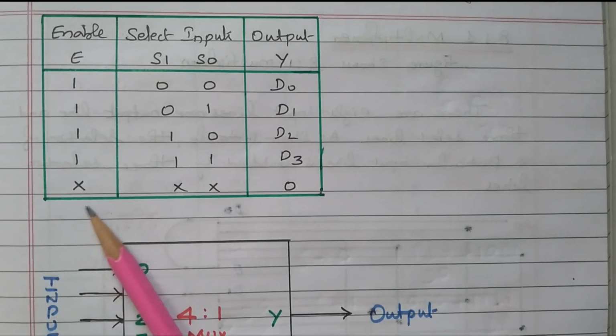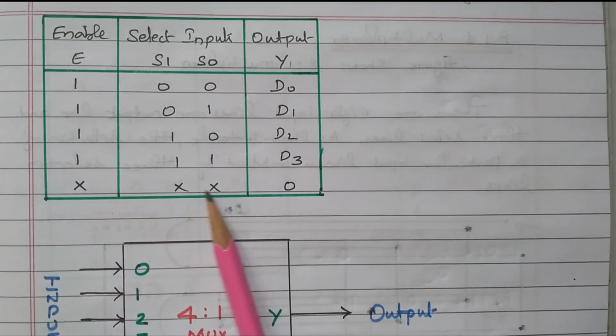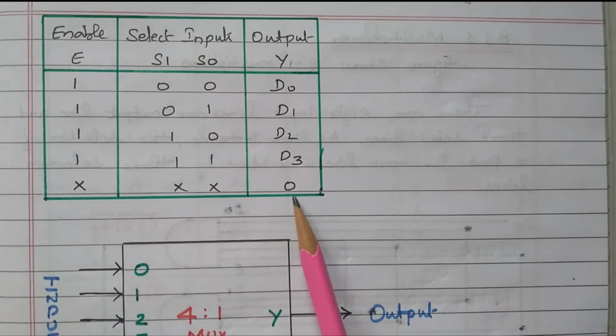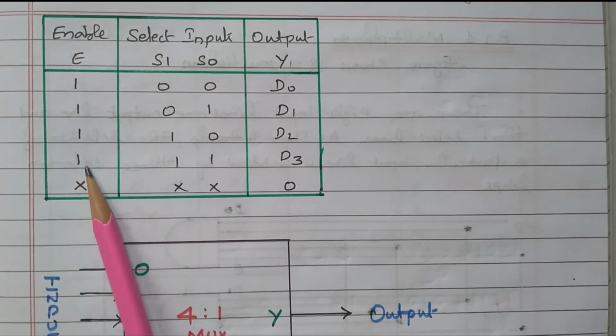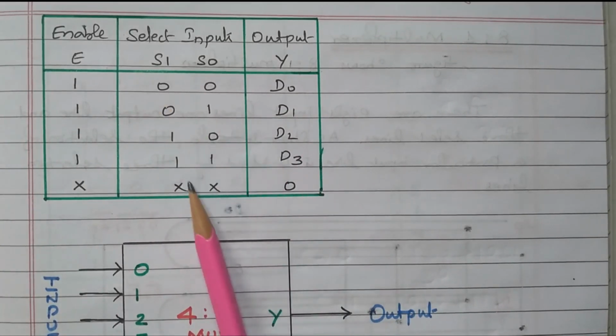So in this truth table, if enable is not available, if the circuit is not enabled, whatever may be the selection line, the output is 0. Enable is not there means output will be 0. If enable is 1, then only it will produce the output. Right. For that, 4 combinations are available.